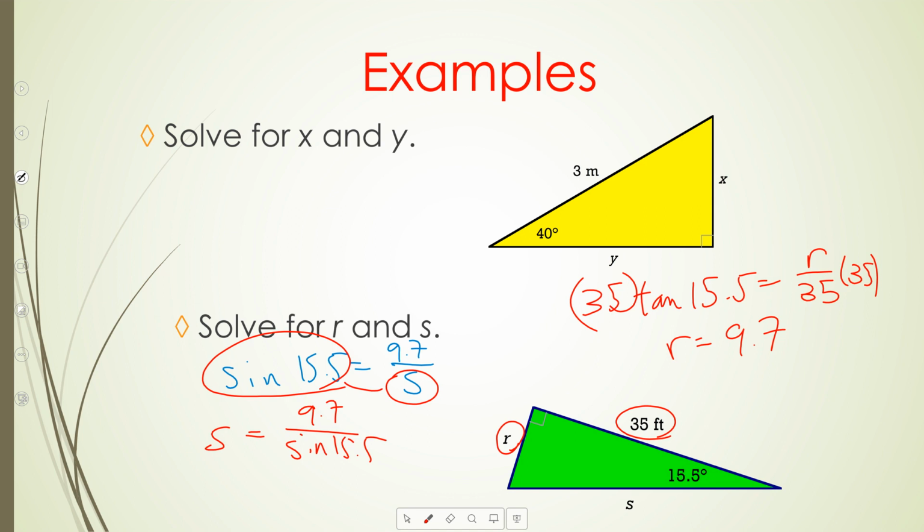What is that equal to? 9.7 divided by the sine of 15.5.